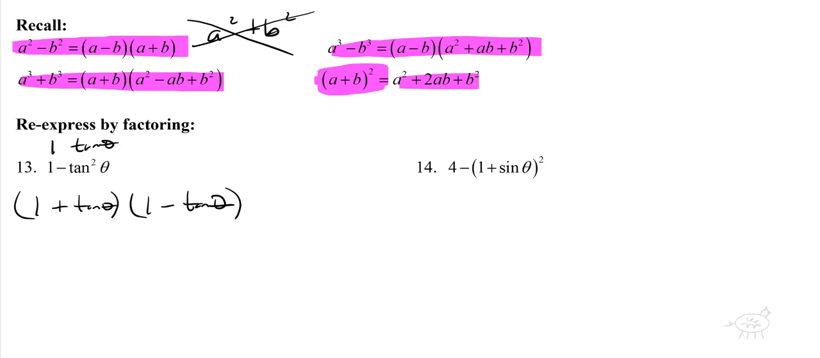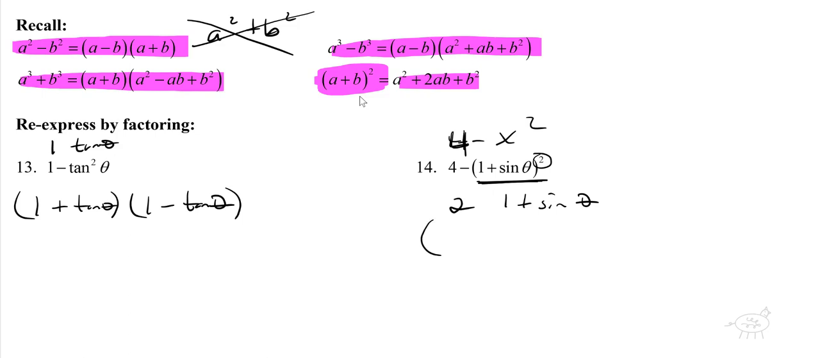Okay? The next one, number 14, is a little tricky because it's kind of a big difference of two squares. It's basically 4 minus x squared, and x happens to be that whole thing. Okay? So what we're going to do is take the square root of 4, which is 2, and the square root of 1 plus sine of theta squared, which is 1 plus sine of theta. Cool. Sometimes people get confused, but that's not a perfect square by itself; because you have a square there, that's why it's a perfect square.